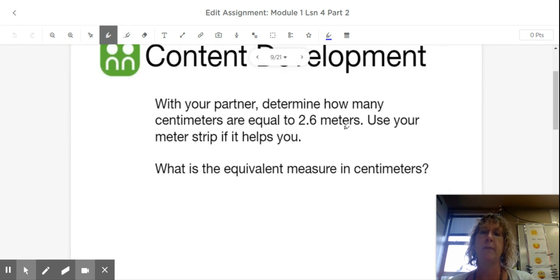How many centimeters are equal to 2.6 meters? So we're going to take our meter strip. There's 1 meter, 2 meters, and a little bit more, right? This is a meter. This is a meter, right? And this is 0.6 of the meter, right? How many centimeters would be in this 2.6 meters?